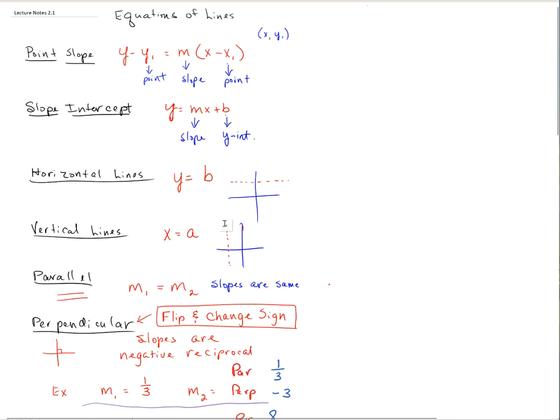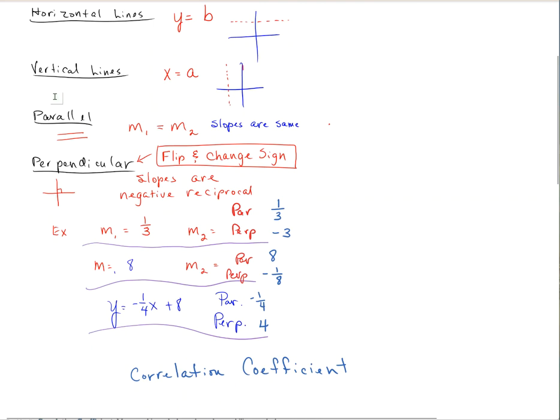Vertical lines, with a line going across the x-axis, this direction, is x equals a, where it's just x equals a number. Then we also have parallel and perpendicular lines. Parallel go in the same direction, exactly the same slope, they never intersect. M1 is going to equal M2 in those lines. The slopes are the same.